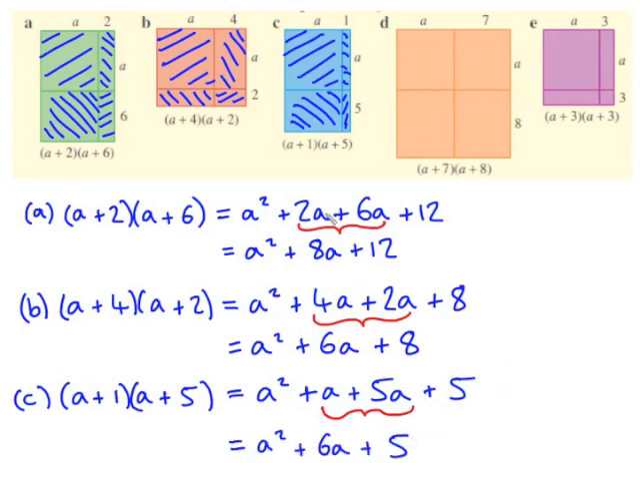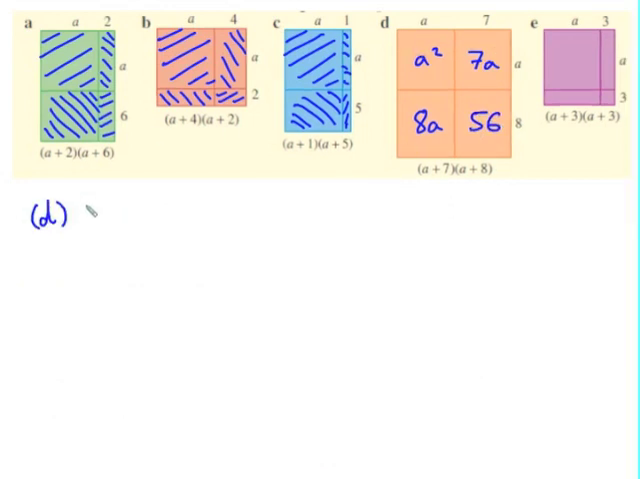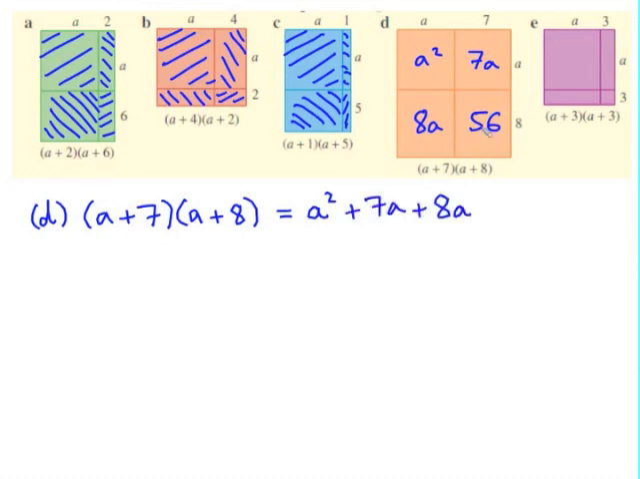So hopefully you've got the hang of this by now to be able to pause the video and do the last ones yourself. A times A is A squared. 7 times A is 7A. A times 8 is 8A. And 7 times 8 is 56. So this means that A plus 7 times A plus 8 is A squared plus 7A plus 8A plus 56. 7A plus 8A is 15A. So this is A squared plus 15A plus 56.